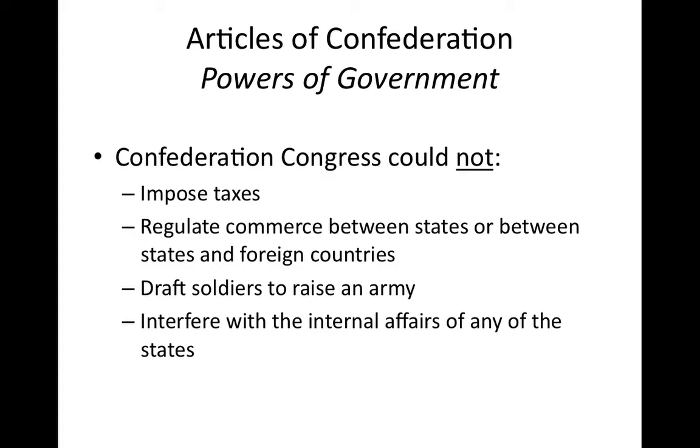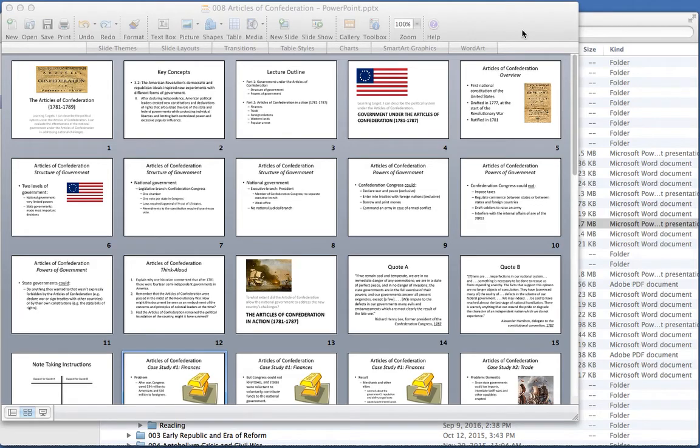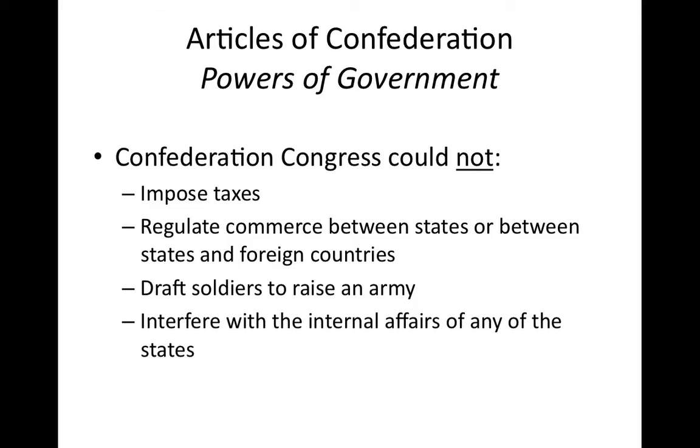Finally, really, when it came down to it, the Confederation Congress could not in any way interfere with the internal affairs of any of the states. It couldn't enforce any of its laws internally in the states. It would have to rely on the state governments to enforce laws passed by the Confederation Congress, and really had no enforcement power within a state.